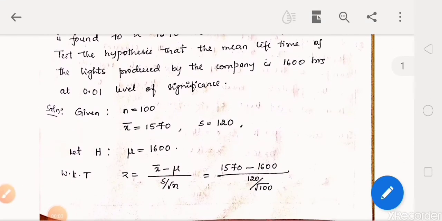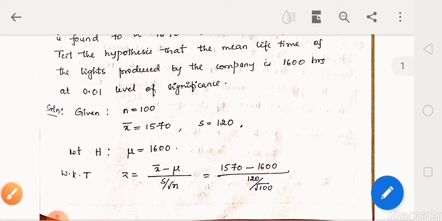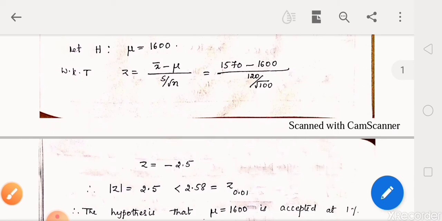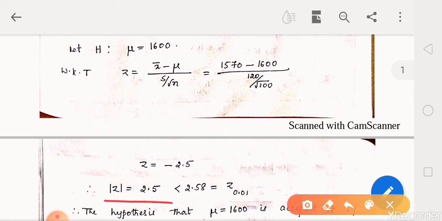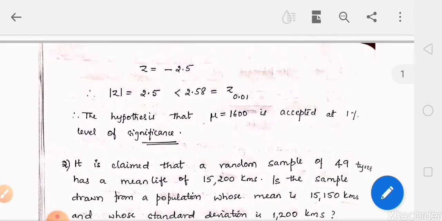We consider z equals (x bar minus mu) divided by s divided by square root of n. Substituting all the values and simplifying, we get z as minus 2.5. Taking the positive value, mod z is equal to 2.5, which is less than 2.58, the value of z at 1% level. So the hypothesis that the mean life of the population is 1600 should be accepted at 1% level of significance.